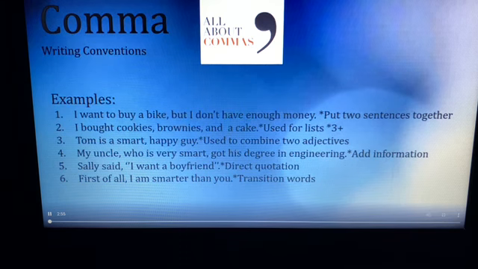Now the 6th one is for transition words. So like first of all, secondly, and so forth. You would use first of all, comma, I am smarter than you. And well, yeah. And that is really all it is, comma. It is often used.